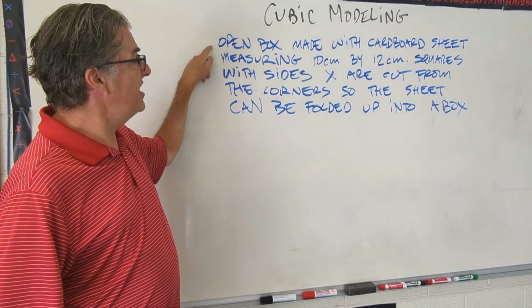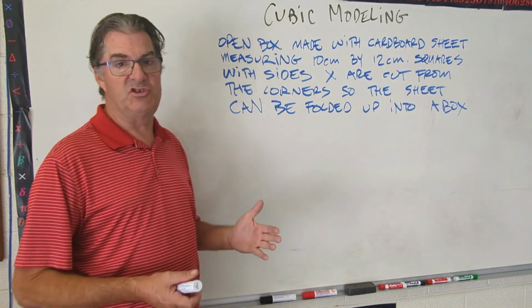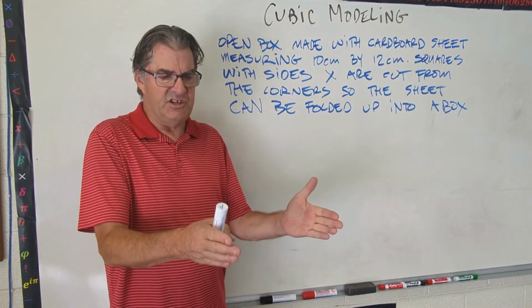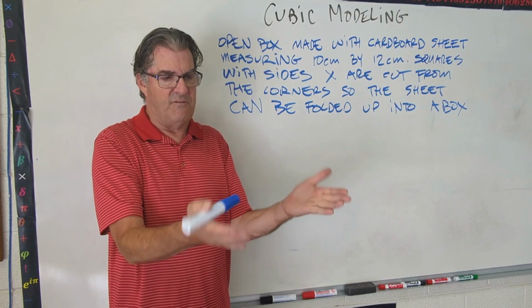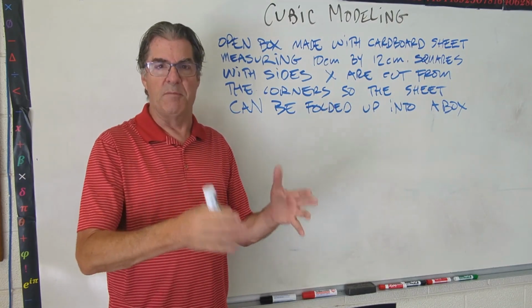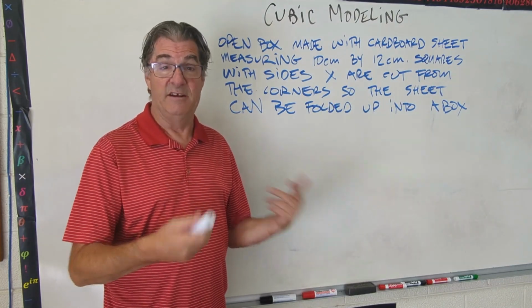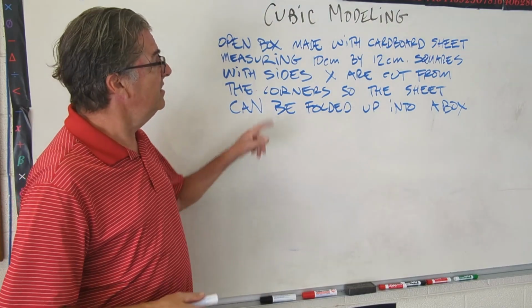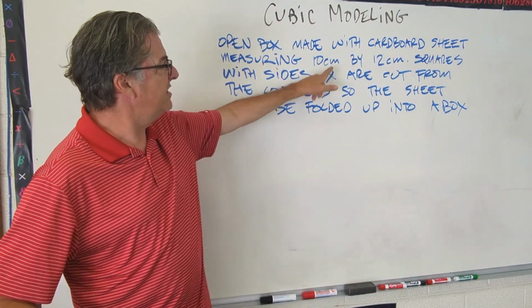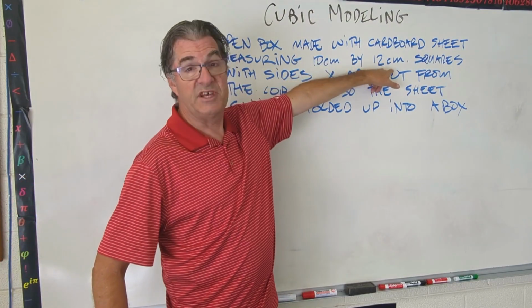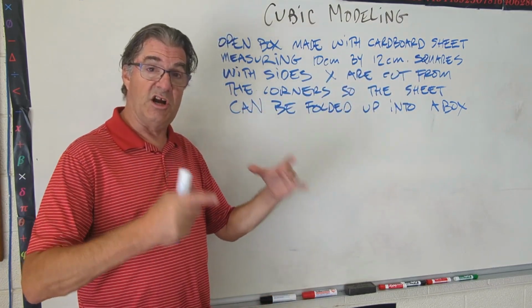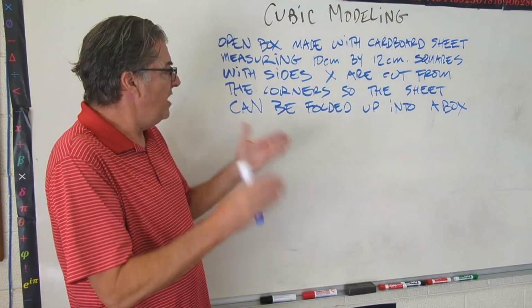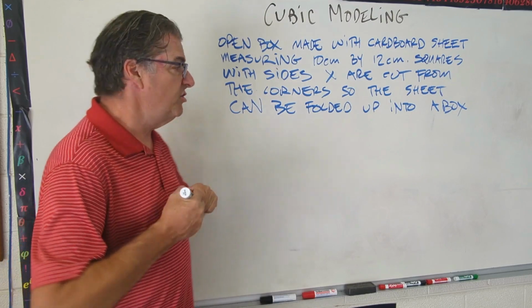What we have is an open box that we're going to make from a sheet of cardboard. So basically we're going to take that sheet of cardboard, cut the corners out, fold the sides up, and we'll have an open box like a tray, something like that. Now we have some specific measurements here. It's made with a cardboard sheet measuring 10 centimeters by 12 centimeters. And then squares are cut out of the corner so it can be folded up into a box. And so let me show you what that looks like.